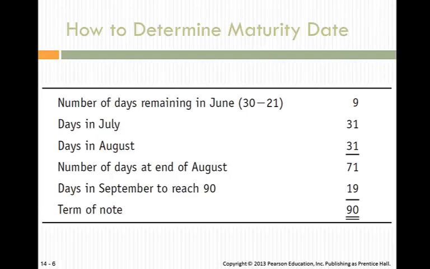In this example from the textbook on page 521, a note is issued on June 21st. The number of days left in June, since June has 30 days, is 9. Then we have all the days in July and August, which is 31 each. At that point, we're up to 71 days. Since we only need 90 days, we know that the maturity date will be sometime in September. To be specific, we need 19 more days to make 90. That means the maturity date is September 19th.